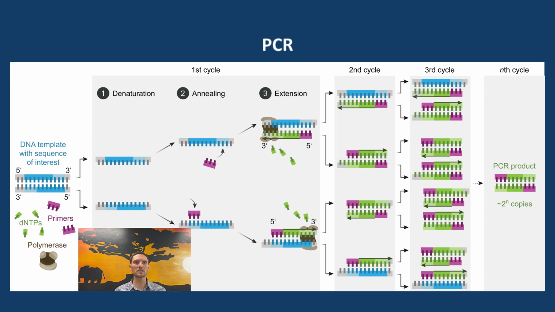It wouldn't be possible without it because it's able to withstand those high temperatures that take place during the process. And it evolved in a bacterium that's found in hot springs of Yellowstone that has adapted to live in those high temperatures, around 80 degrees Celsius.